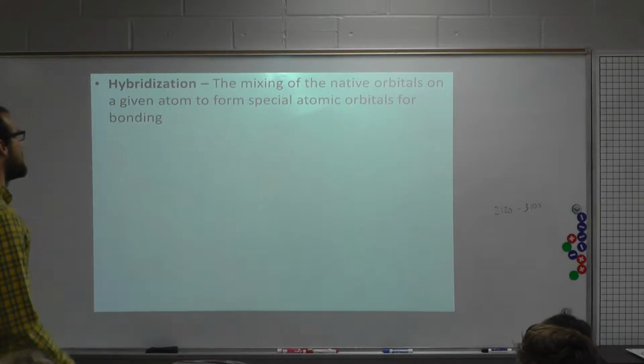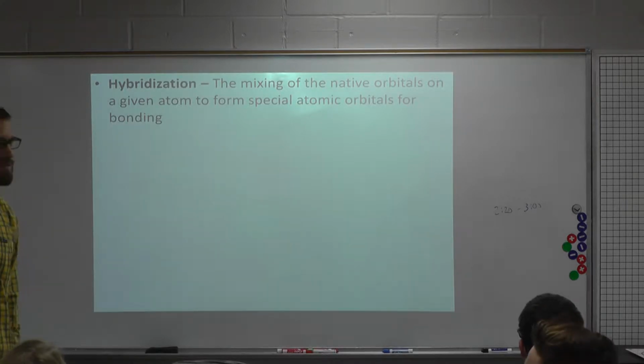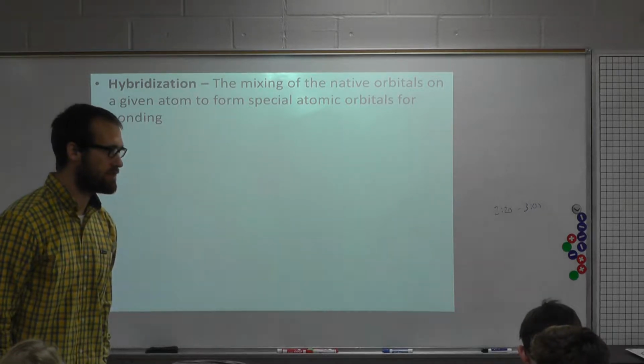So here's what hybridization is. It's the mixing of native orbitals. What do you think they mean when they say native orbitals? Yeah, the original orbitals that they had, right, as P, D, and F, right? So it's the mixing of native orbitals of a given atom to form special atomic orbitals for bonding, aka taking the original orbitals and forming hybrid orbitals that they would use to bond. Does that make sense?